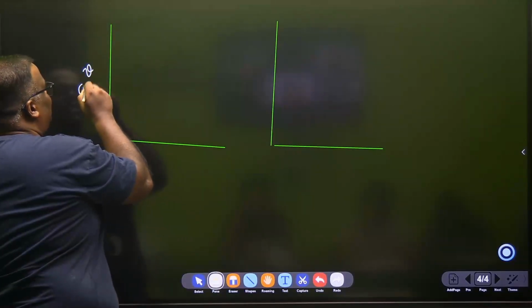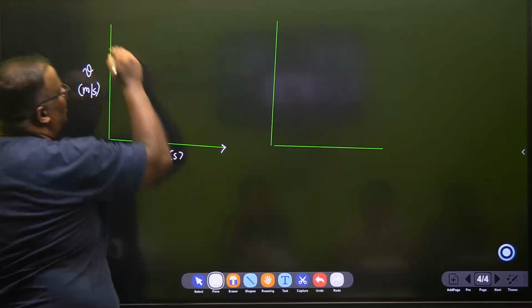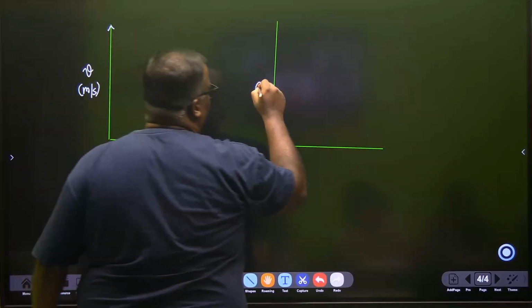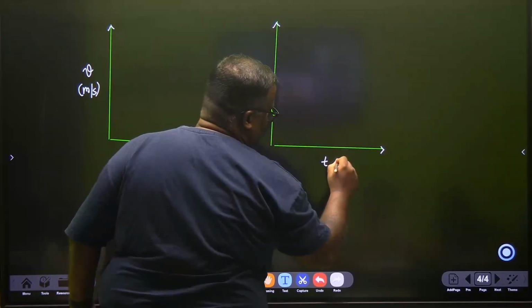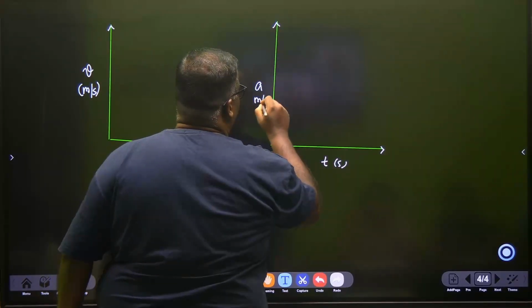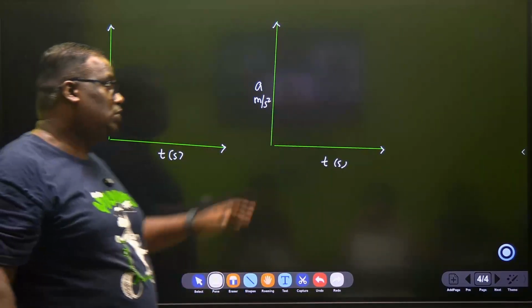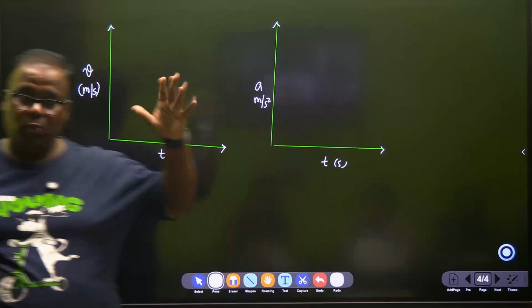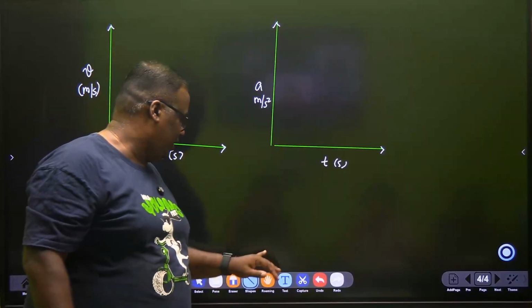Should I write the unit? I should not, but I'm writing still. I have a VT graph. I have an AT graph. Does the slope of AT graph tell anything? No, no, no. Nothing. Now my plot is very interesting.